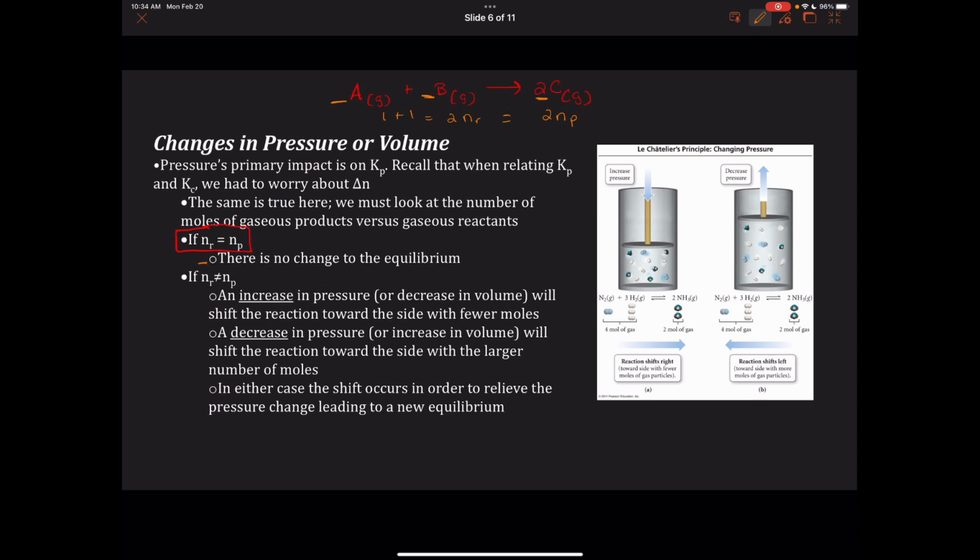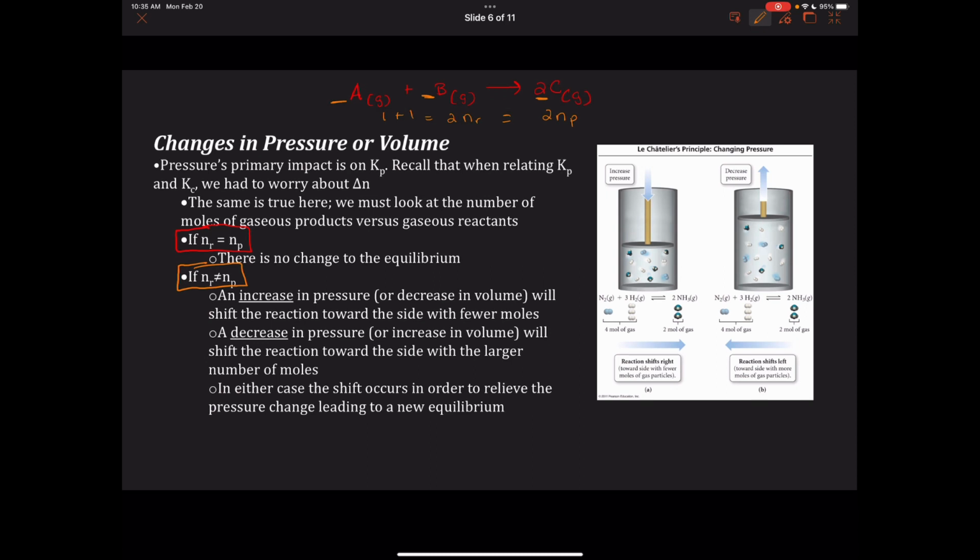So when they're not equal, an increase in pressure or a decrease in volume, remember from your gas laws that these are connected to one another, they're inversely proportional. If I increase pressure, my reaction is going to shift towards the side with fewer moles. So that's how we relieve pressure. So remember, we've got those relationships between moles and pressure. More moles have higher pressure, less moles have lower pressure. So if we're increasing our pressure, our equilibrium is going to shift to try to bring that pressure back down. And we do that by having less moles present.